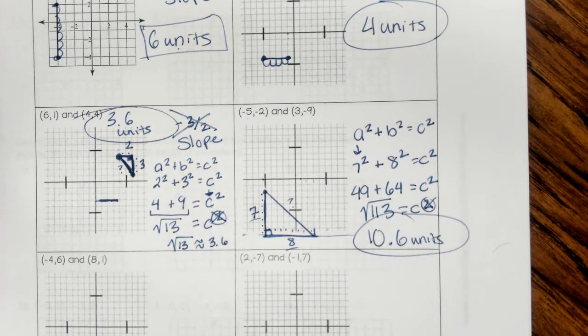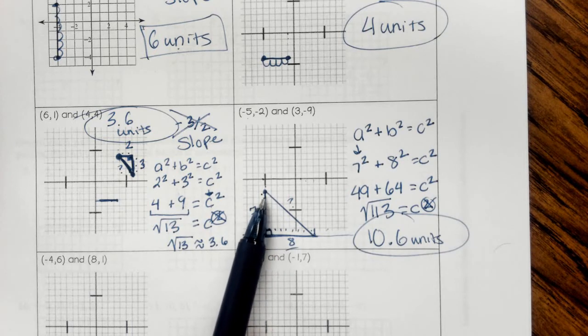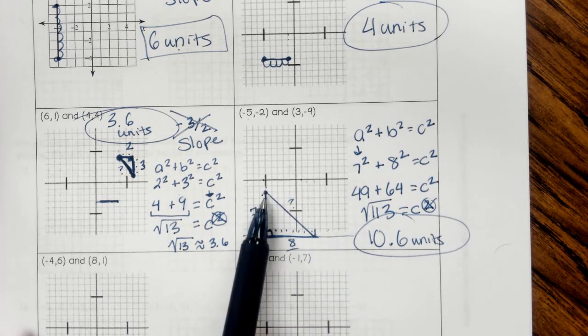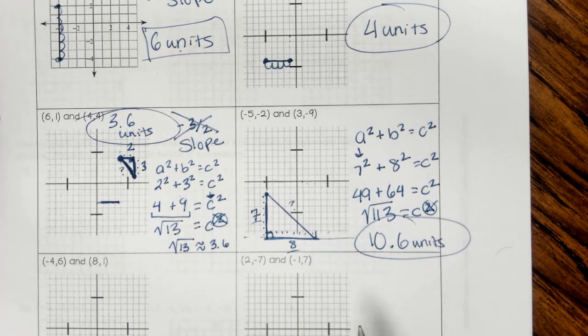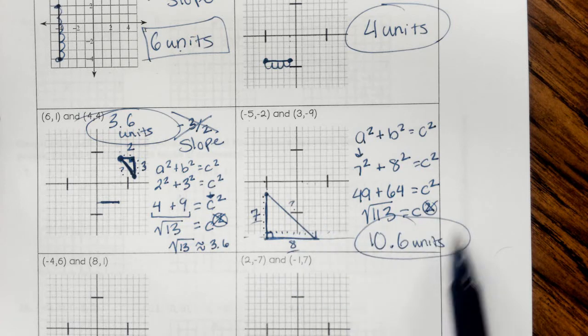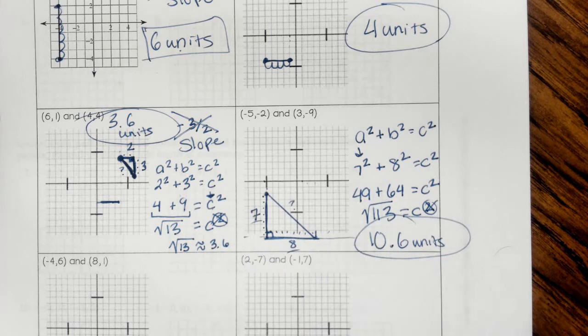This is unlike slope because we're not just finding rise over run. I don't want to know how steep this line is. I want to know how long this line is. I want to know the distance of it. To find distance on a coordinate plane, we're using Pythagorean theorem. To find slope, that's where you can use your rise over run.